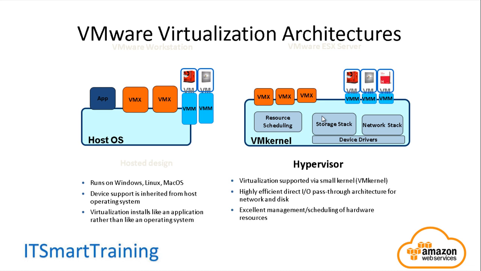In the hypervisor scenario, virtualization uses a very small kernel called the VM kernel. This is a highly efficient direct I/O pass-through architecture for network and disk, with excellent management and scheduling of hardware resources. This scenario contacts the hardware directly instead of using an operating system kernel. In the left-hand side scenario, the virtualization layer contacts the physical operating system, and then the operating system kernel contacts the hardware, so you can get some slowness in the left-hand side architecture.